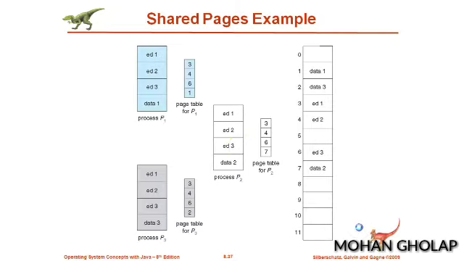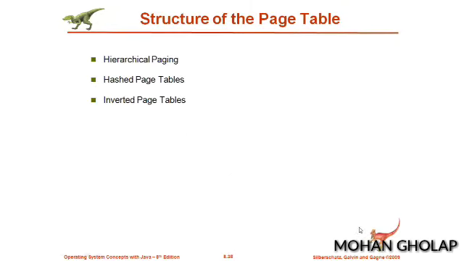Next we'll see the structure of a page table, that is, how exactly the page table can be implemented. There are three methods in which the page table can be implemented: hierarchical paging, hashed page tables, and inverted page tables. Let us discuss these one by one.